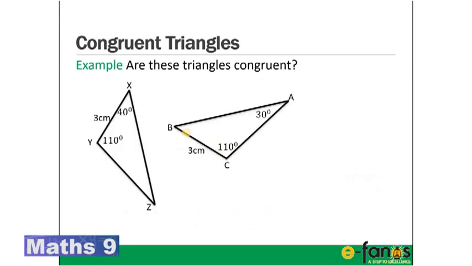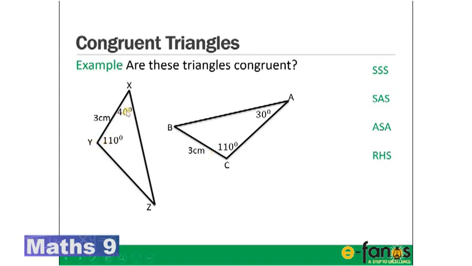Example: are these triangles congruent? XYZ with two angles on one side, and ABC with two angles on one side. We can use SSS, SAS, ASA, or RHS.